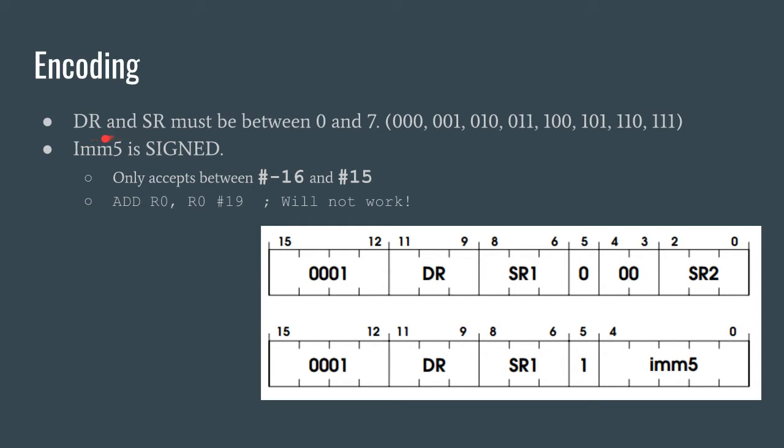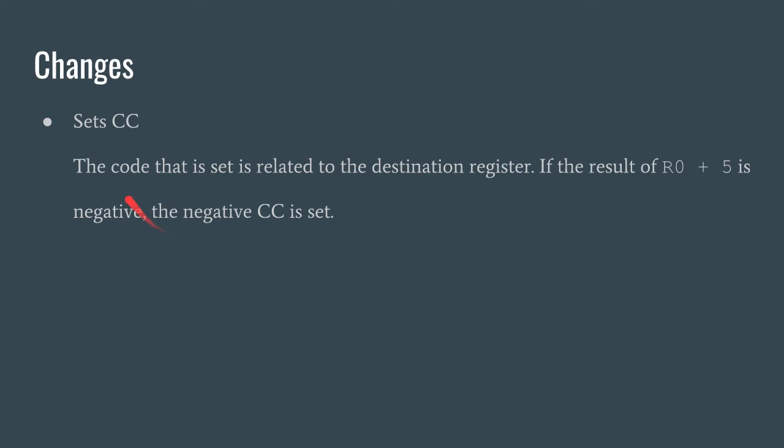An important note to make, too, is that our immediate value is signed. This means it only accepts between negative 16 and 15. So for instance, add R0, R0, pound 19 will not work because 19 is larger than 15.